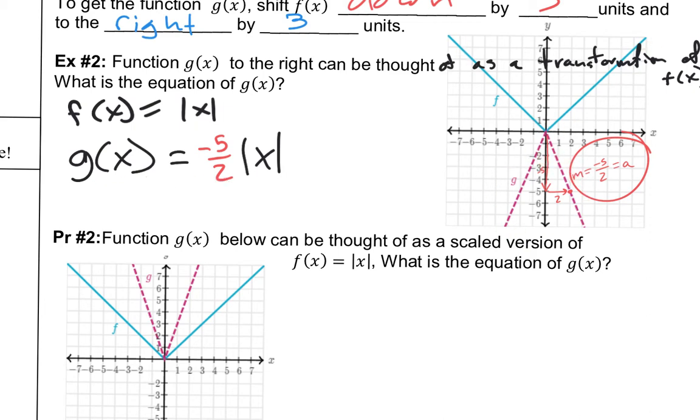So f of x is the original, the mother function, absolute value x. All that changes is the a value. The a value is just the slope on the right side. So if I figure out the slope on the right side, I change the a value.